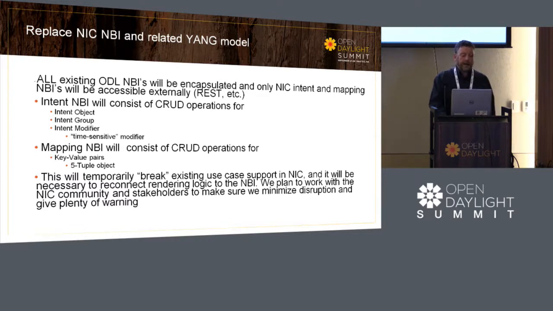Initially, the only objects we're going to have are three very simple objects: object, group, modifier, and one very simple type of mapping entity, which is this 5-tuple object. So the new interface is going to be incredibly simple, and while we're only supporting one use case, that's all there really is to it. We're going to extend the mapping data structures, and we're going to extend the intent objects and modifiers over the next 10 years as we support many, many more use cases. And again, this is going to temporarily break everything, and so we're going to work with the community and find a way to give people notice and make it as painless as we can.